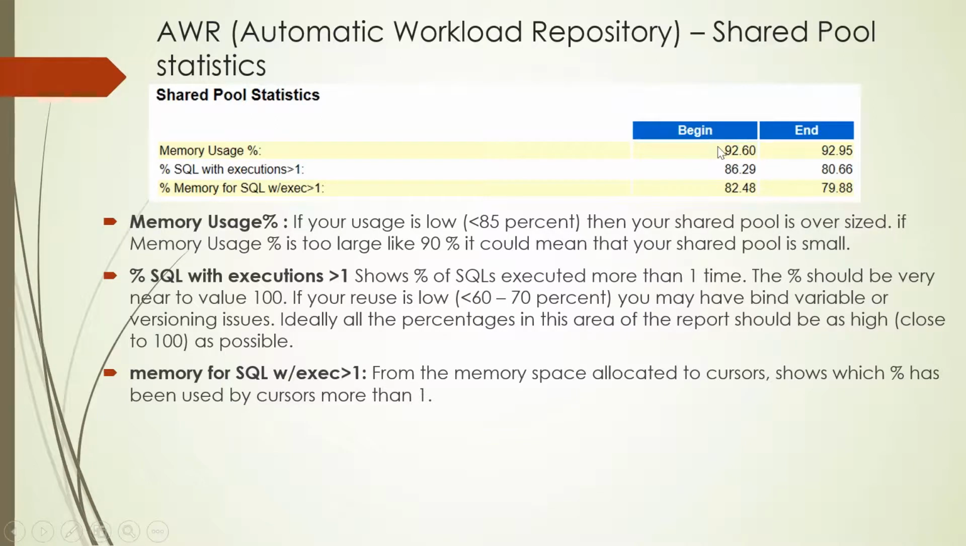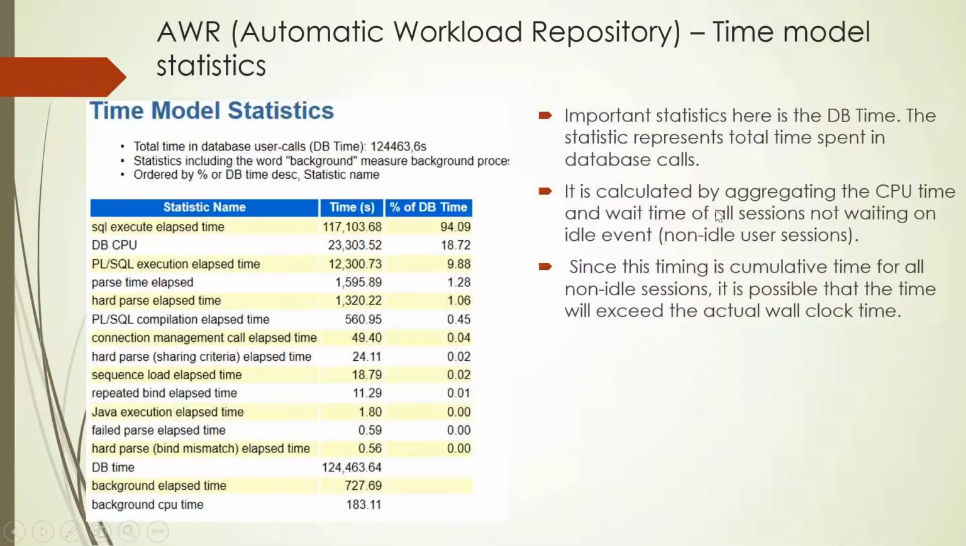If you are taking it from 7 a.m. to 8 a.m., at 7 a.m. the memory usage percentage was 92.60%, and at 8 a.m. it was 92.95, like that. Now, this is another important section, time model statistics.